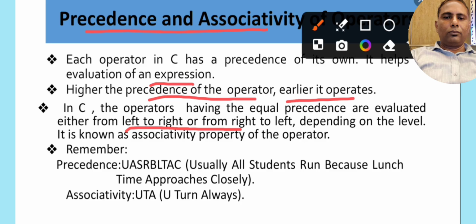So we can remember the precedence of the operators using one small thing, that is UASR BLTSC. It means: usually all students run because lunch time approaches closely. So the students are running because lunch time is approaching closely. So by this we can remember the precedence of different operators. How we can remember the precedence using this rule?